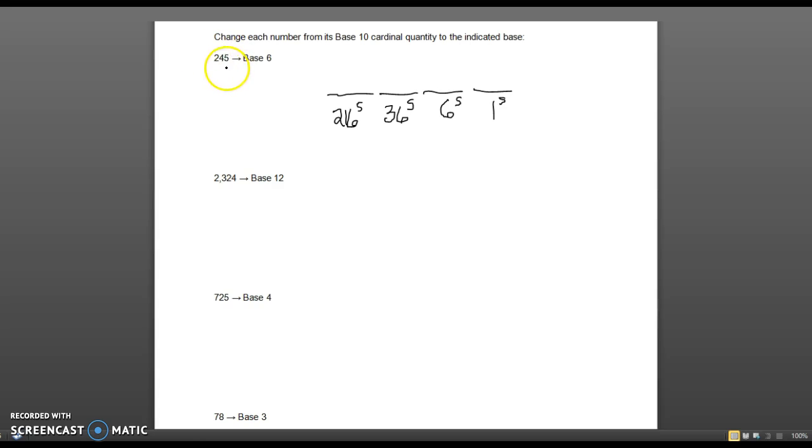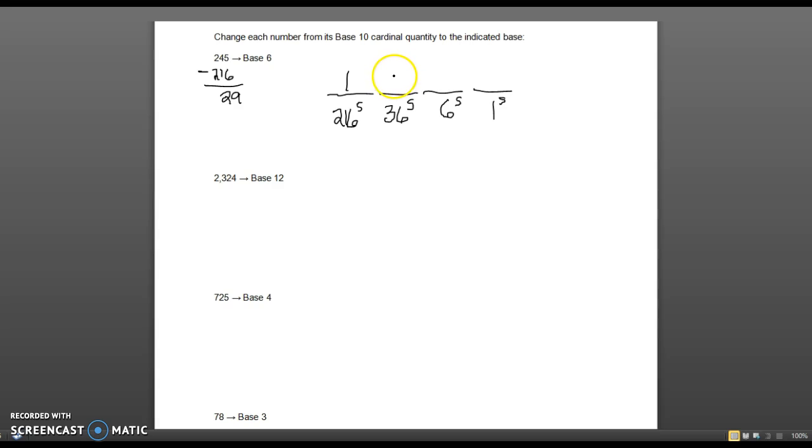So now I take a look at this 245 and I say, can I make some 216s? And yes, I can. I can make 1. I had a whole bunch of babies there, and I lassoed up 216 of them. And now I just need to know how many do I have left. So I subtract off 216 from 245, and that's going to leave me with 29 that I still need to work with.